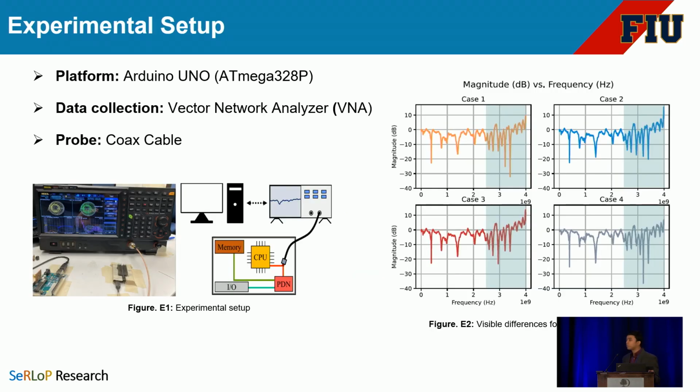And in our experimental setup, we used Arduino Uno as a platform, and we used a vector network analyzer to collect the data. The vector network analyzer collects the S parameters of the devices, so we need to convert them to impedance. We did that in our experiment. And we used a coax cable to connect it to the PDN of the device. And we observed that for 4 different cases, the impedance responses are different in the highlighted regions.